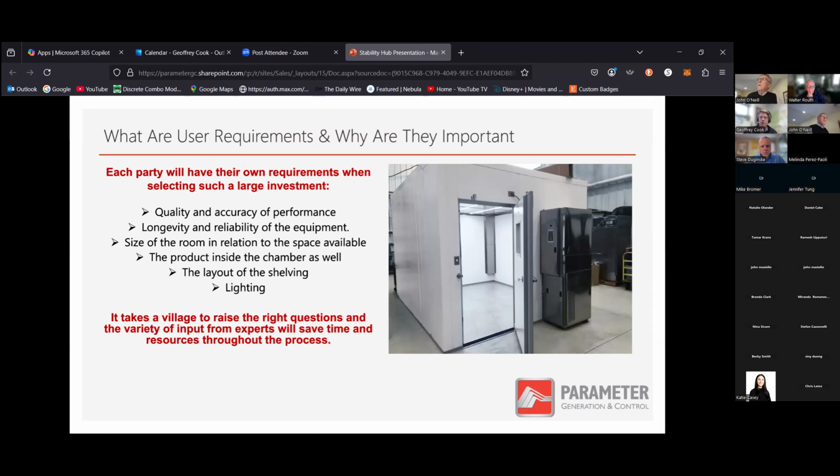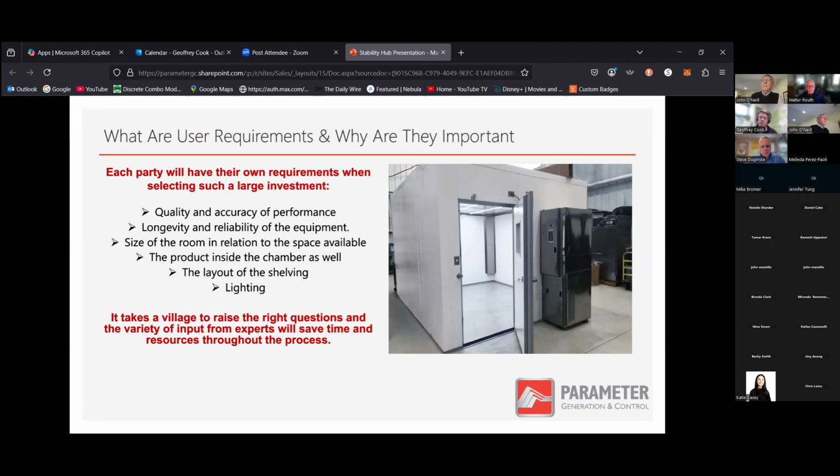The size of the room in relation to the space available is a fairly obvious one. How much real estate do you have at your facility? Is it an open floor that we can fit a square box in, or do you need to work with a vendor that will customize the shape of your stability room? Height limitations are a big one. We make equipment that can sit on the floor next to the room, as you see in the picture in this slide. We also make versions of that same model that will fit on top of the room if you don't have the real estate on the floor.